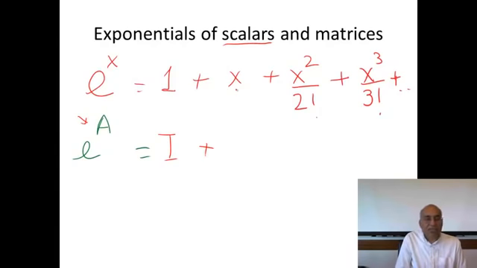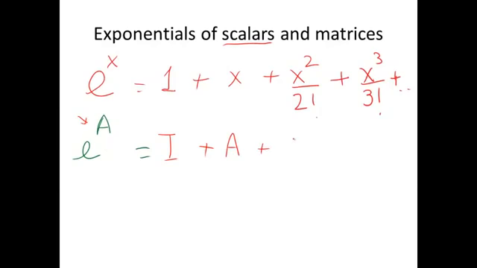Instead of x, the objects here are matrices, so this should be A. And this should be A squared upon 2 factorial. What do I mean by A squared? Well, it's matrix multiplication: matrix A multiplied by matrix A. Plus the matrix, and so on.